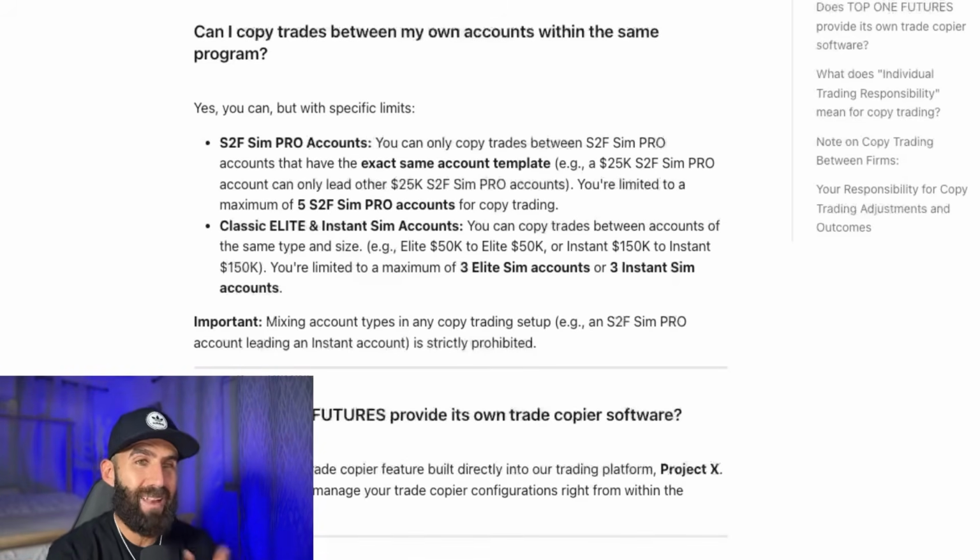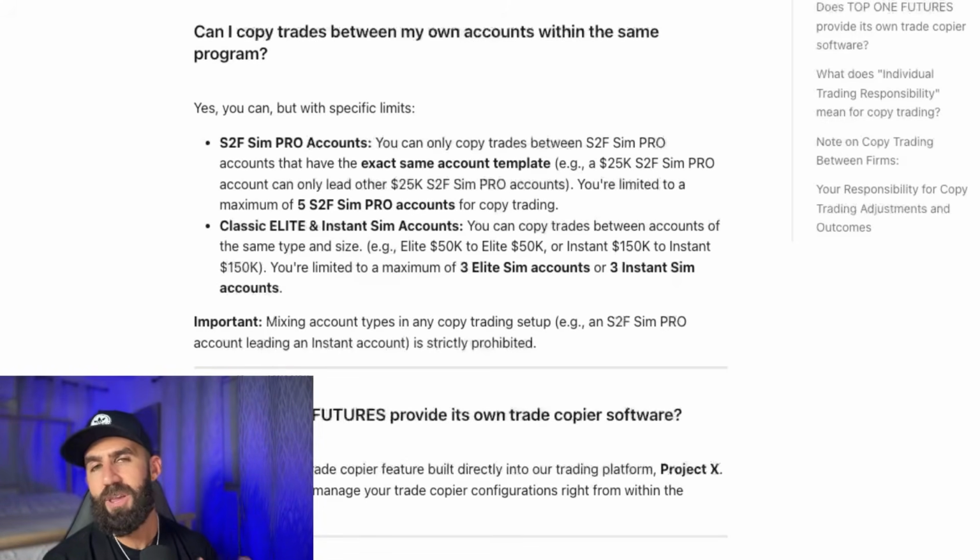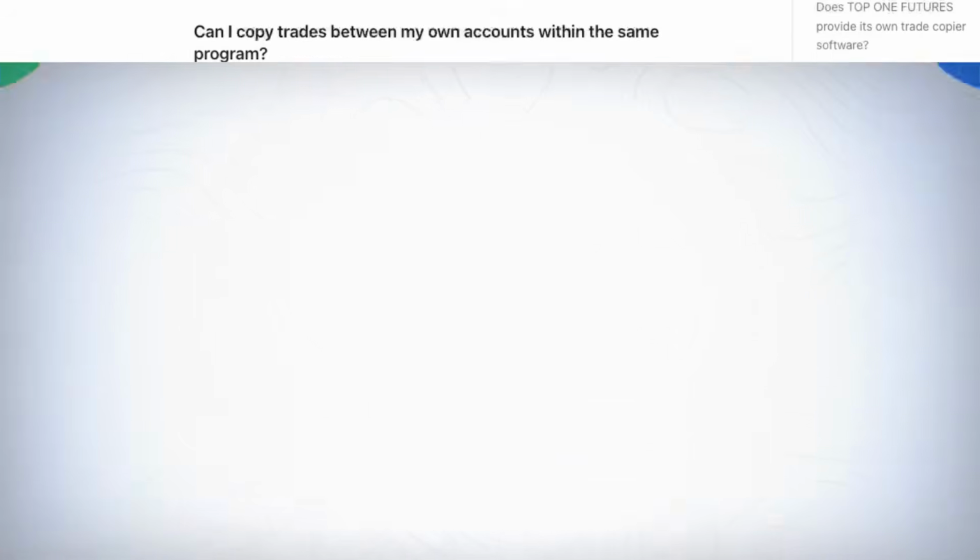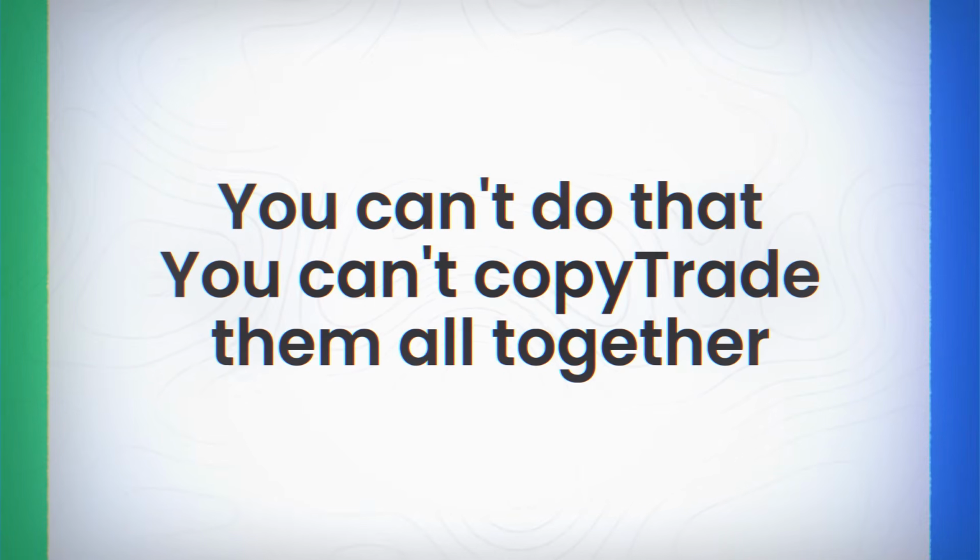For example, right now, and this does change with promotions, right now you can have 5 straight to sim funded pro accounts. You can have 3 instant funded accounts. You can copy trade your 5 straight to funded Sim Pro accounts together. You can copy trade your 3 instant funded accounts together, but you can't copy trade all of them together. Project X on the back end doesn't allow you to do that, but it is important to note, maybe you wanted to try to purchase a ton of accounts and copy trade them all together. You can't do that. You can't copy trade them all together.